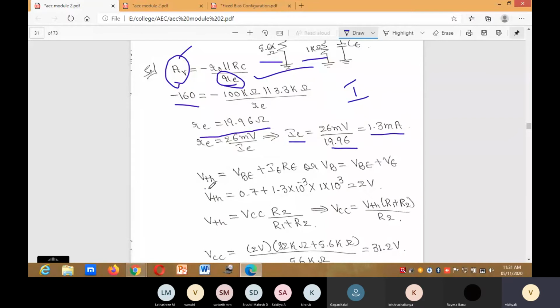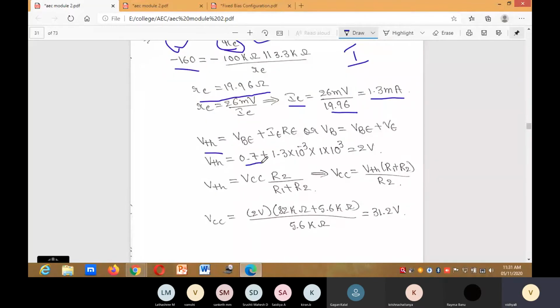Next, VTH. VTH is nothing but VB. VTH is equal to 0.7 plus 1.3 into 10 to the power of minus 3 into 1 into 10 to the power of 3. This is IE into RE, which is nothing but V. We don't know the value of V, so instead of writing that, we write IE into RE, because we know the values of IE and RE. VBE value is 0.7. VTH value you will get is 2 volts.